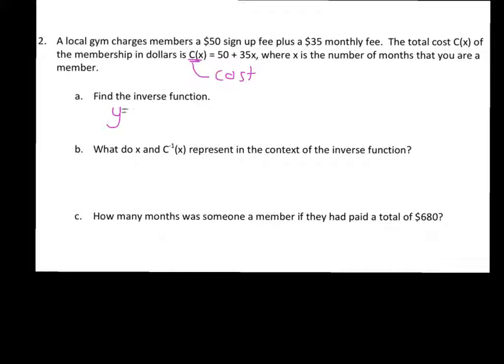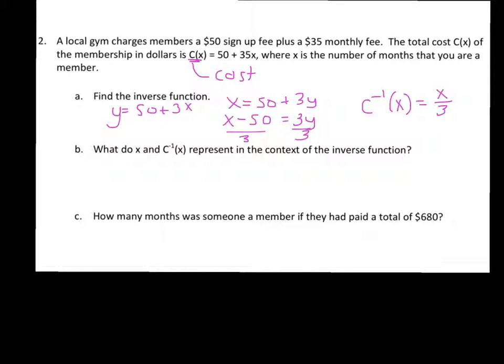So I'm going to start by writing it as y equals 50 plus 35x. And then I'm going to flip-flop the x and y. So x equals 50 plus 35y. Subtract 50 from both sides and divide by 35. So my inverse of my cost is x over 35 minus 50 over 35, or x minus 50 over 35 altogether.